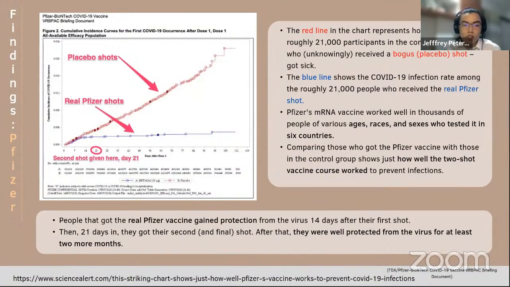The chart suggests that people who got the real Pfizer vaccine started to gain protection from the virus just 14 days after their first shot. Then 21 days in, they got their second and final shot, when compared to the Moderna, which was 28 days between the first and second shot. After that, they were well protected from the virus for at least 2 more months.